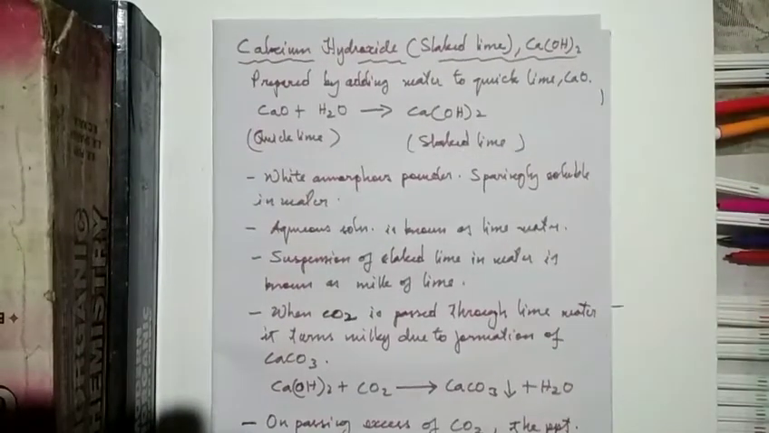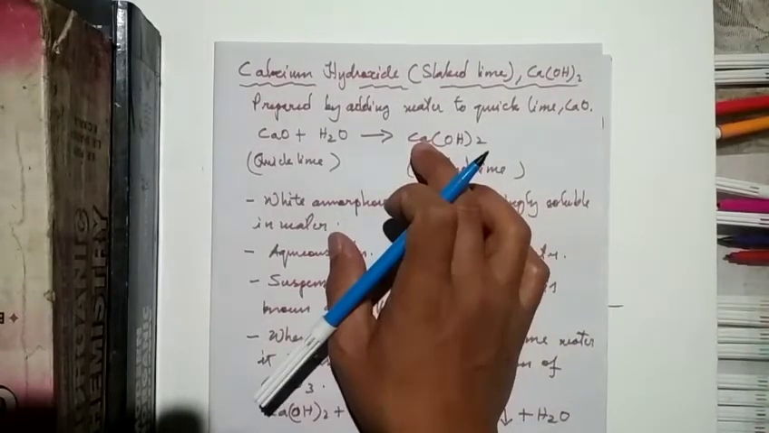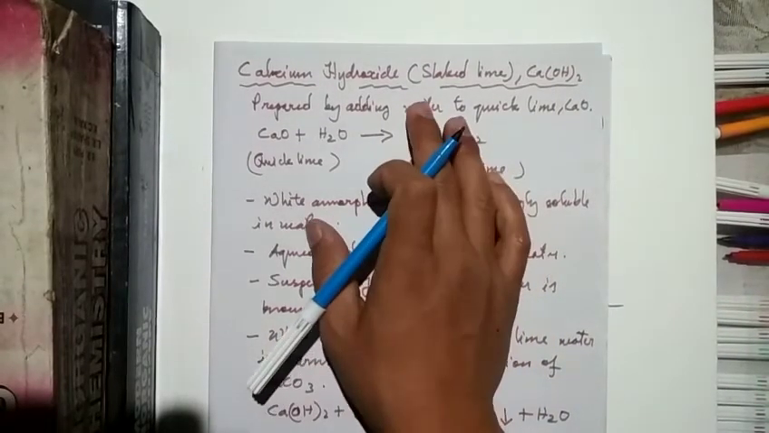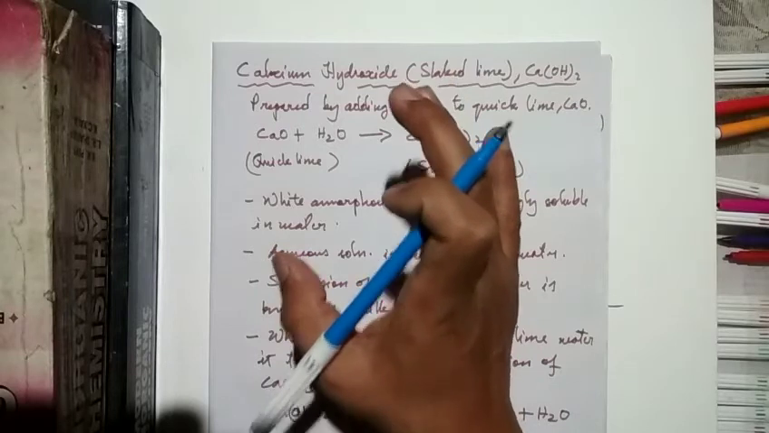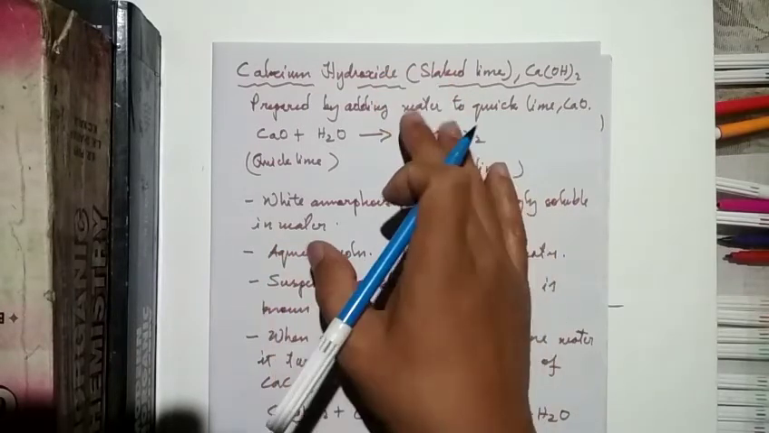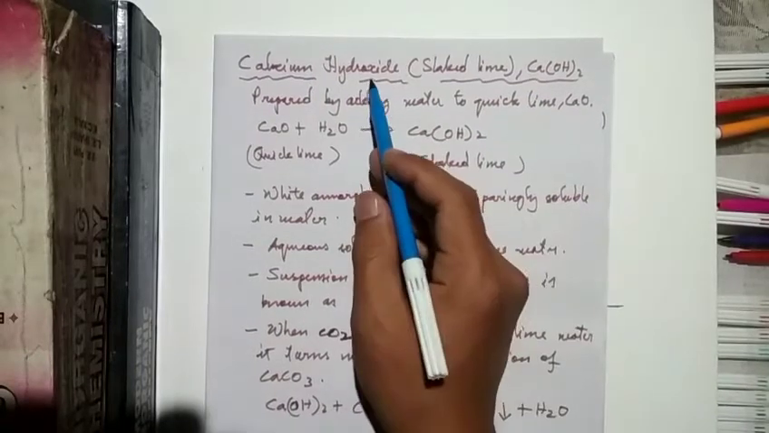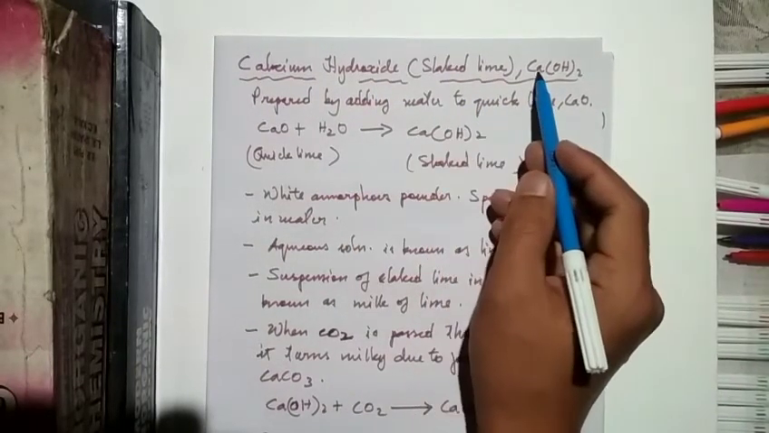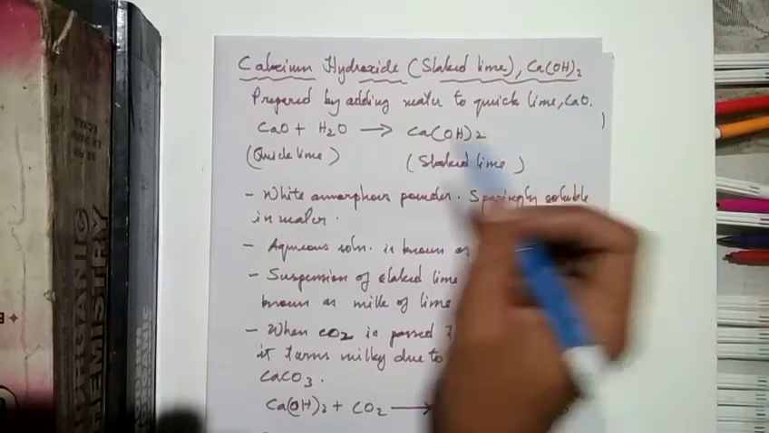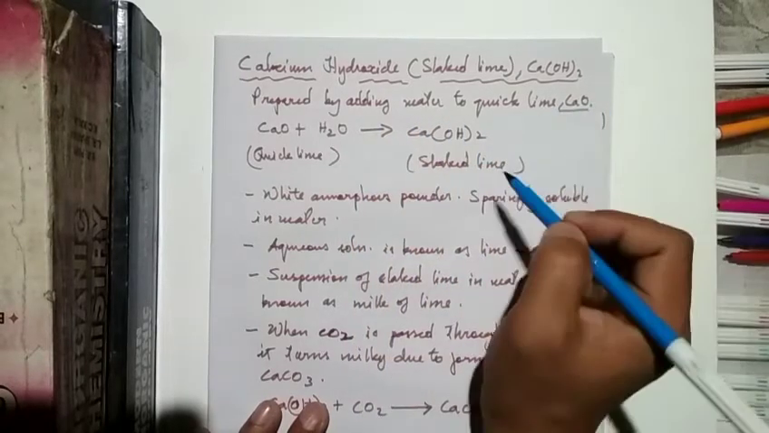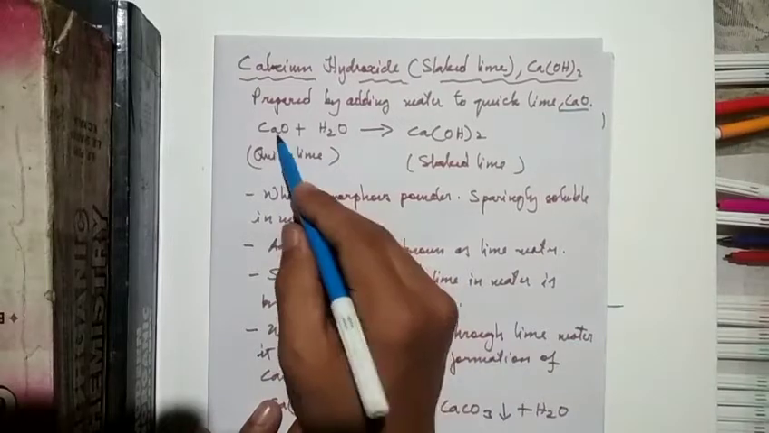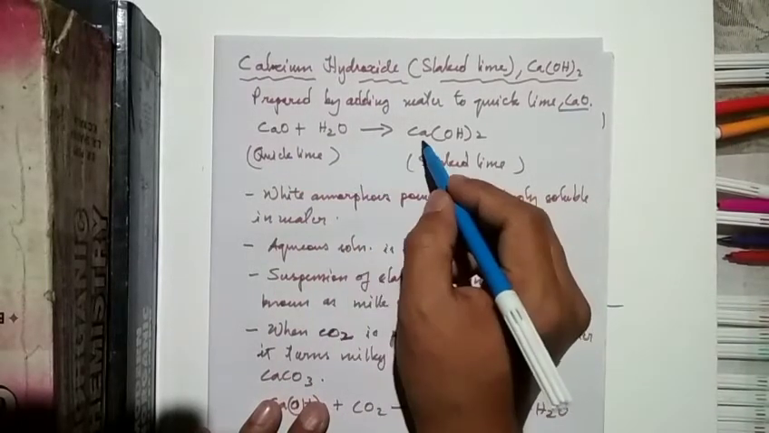We come to our next topic, calcium hydroxide. This comes under important compounds of calcium. Some topics were deleted, so we are going to discuss only those which are included. Calcium hydroxide is known as slaked lime. The chemical formula is Ca(OH)2. This calcium hydroxide is prepared by adding water to quicklime or calcium oxide.